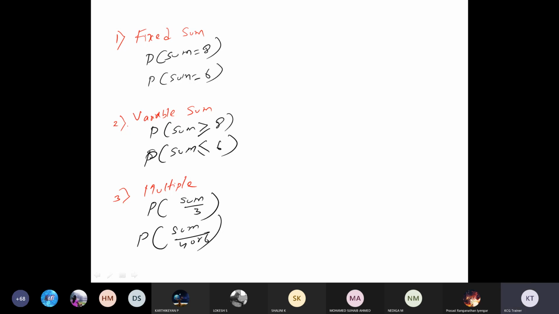Can you tell me the answer of probability of sum of two numbers equal to 8 when two dice are rolled? Sir, can you repeat once again? See, three types of questions are there in dice. Three types of concepts. The questions are based on fixed sum, variable sum, and multiple.